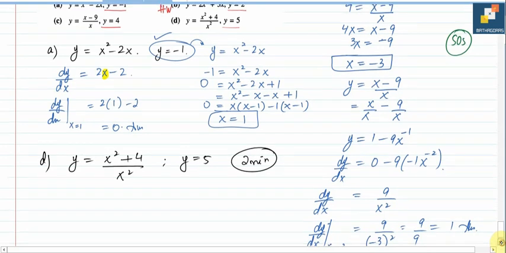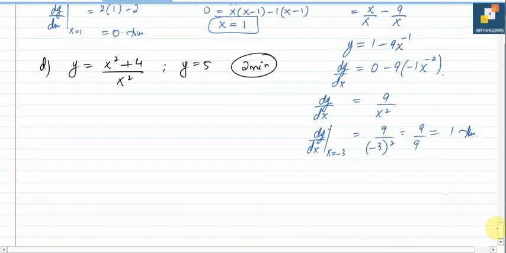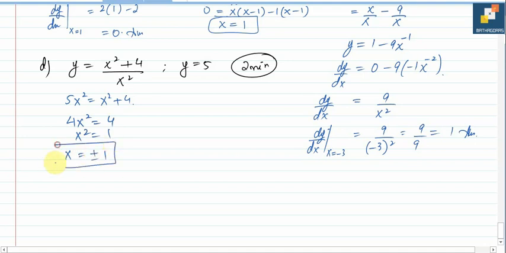Firstly we need to find out the value of x, so I will do the cross multiplication. So that will be 5x square equals x square plus 4. 5x square minus x square, it will be 4x square equals 4, x equals plus minus 1. Alright, these are the two values of x.